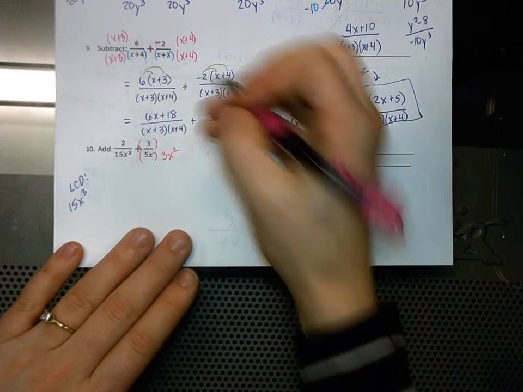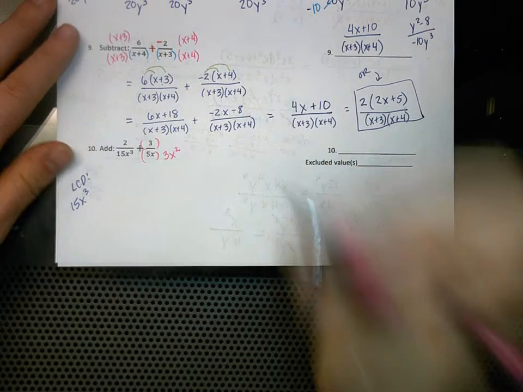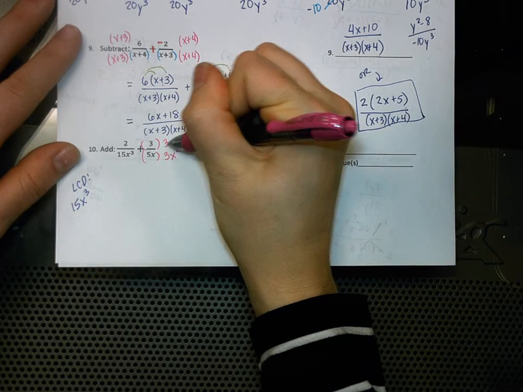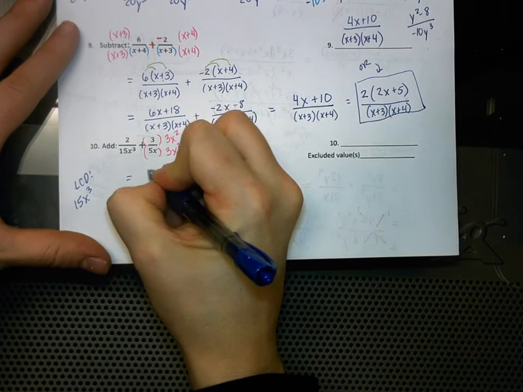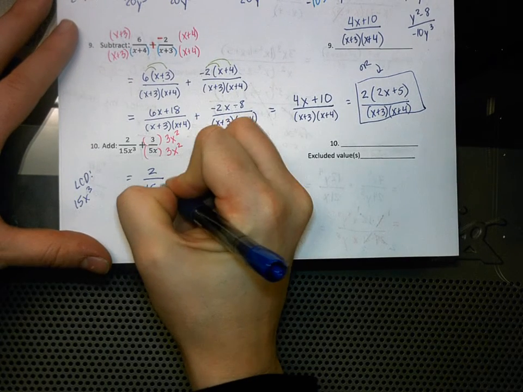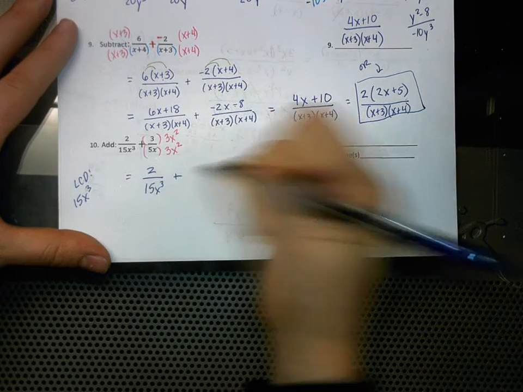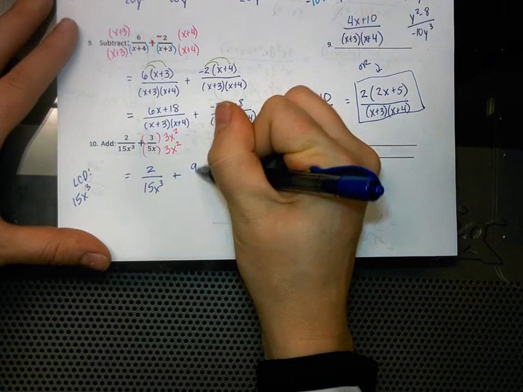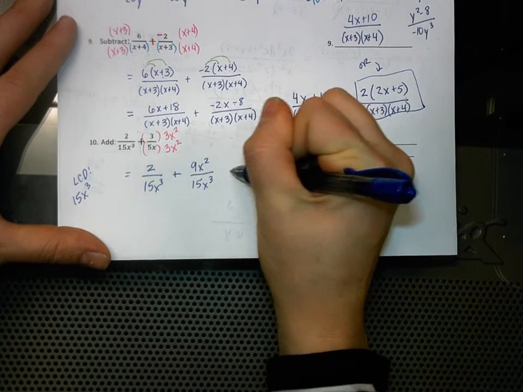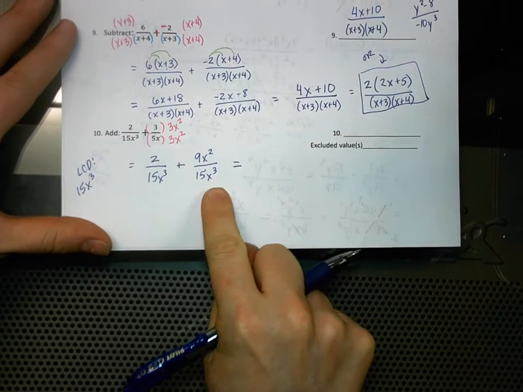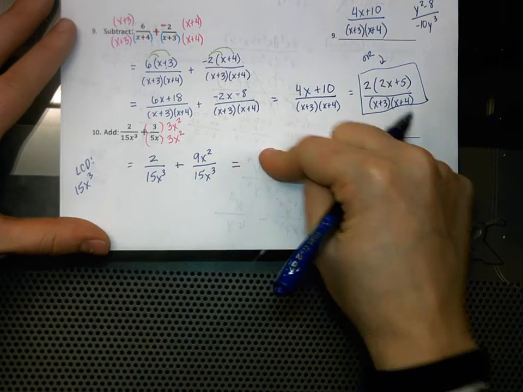What do I do now? Good. Multiply the numerator as well. So this is equal to 2 over 15x cubed plus 9x squared over 15x cubed. Once my denominators are the same, I add my numerators. Let's go ahead and put it in standard form.